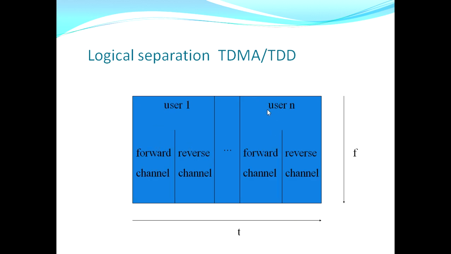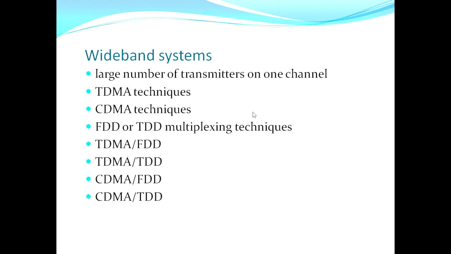And here this is for TDMA and TDD. Similarly, the available resources are shared by user 1 to user n vertically. That is why it is TDMA. For each user, two different slots are assigned vertically. That is why it is called TDMA TDD.